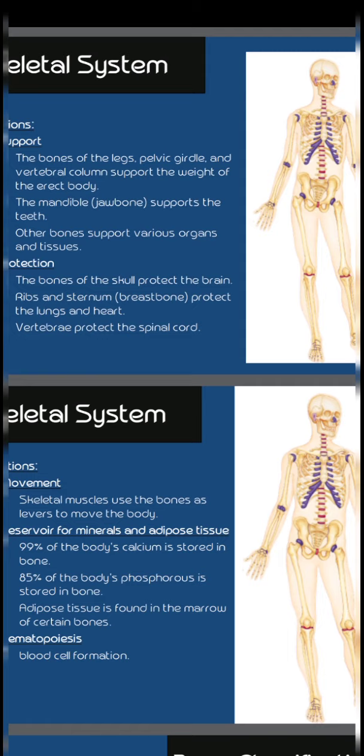Similarly, ribs and sternum protect the lungs and the heart. Ribs को आपको पता है, ribs पसलियाँ भी इन्हें कहते हैं. 12 pair of ribs are there, which is tall hanging. They protect the lungs and heart.